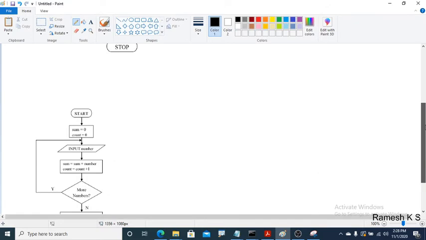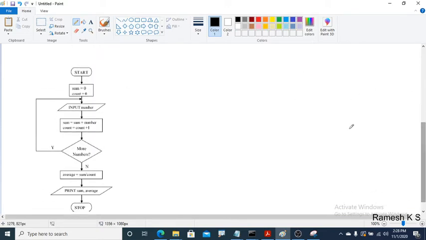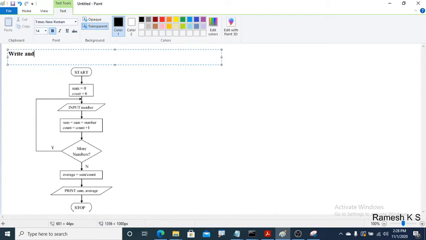I am moving on to another question. Write a flowchart to find the sum and average of numbers. Write a flowchart to find the sum and average of numbers.